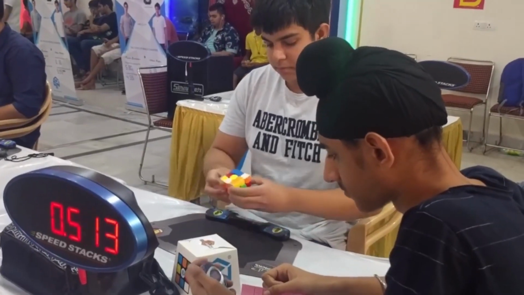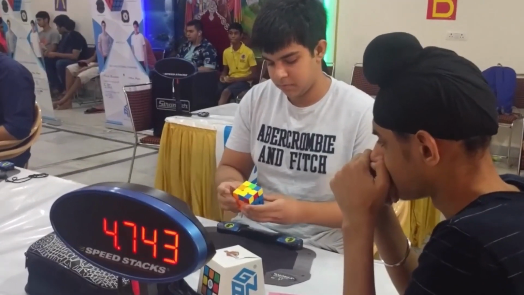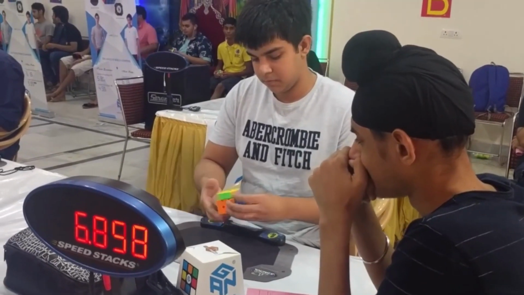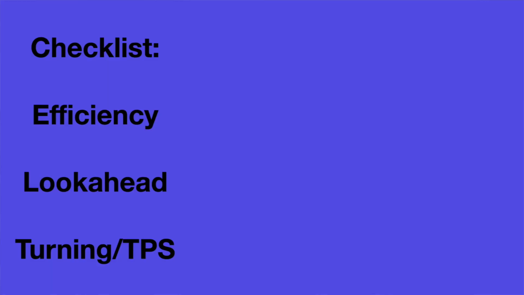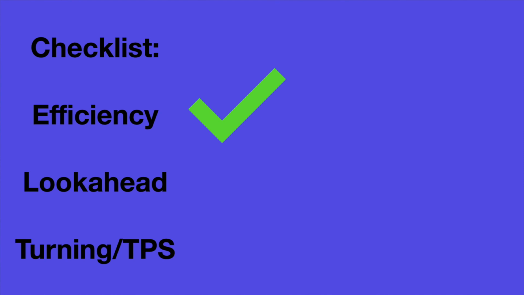Now let's take a look at a solve from Kunal Oak. His efficiency is on the money, as one can clearly see. Rotations are minimum, selection is good, and solutions are great. His look ahead is also really, really good, though his turning isn't very fast, which literally costs him a second and a half on average. However, don't fact check that number, I just made that up, but you get what I mean, okay?